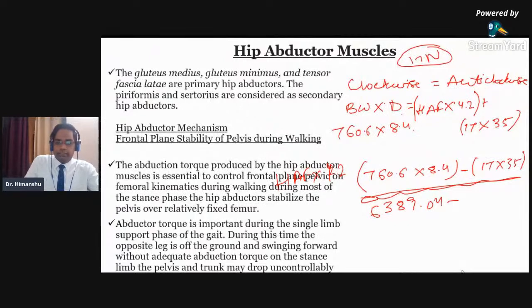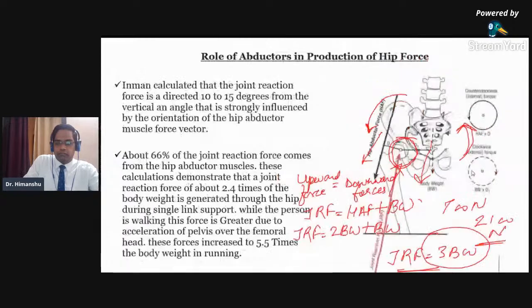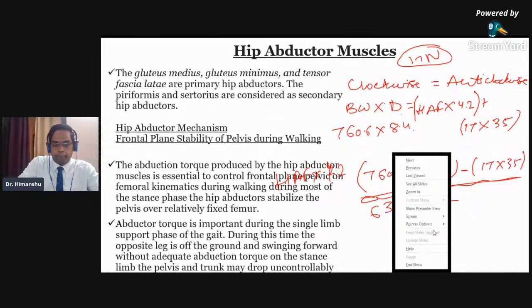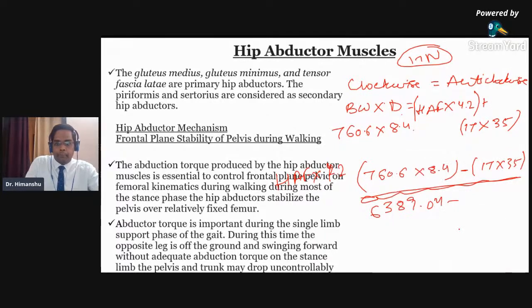So this was eventually somewhere around 75, we can say that. So this value was not 17, that was 17 pounds. So this was 75 newtons. Okay, so now let us calculate 75 into 35. 75 into 35, that gives you 2625.